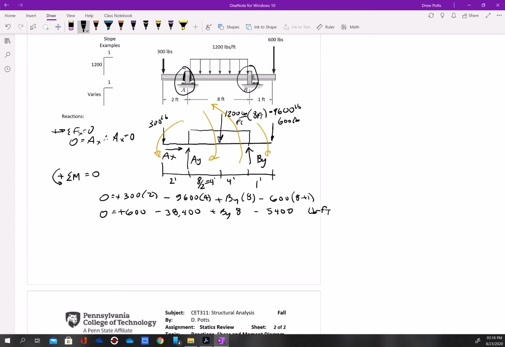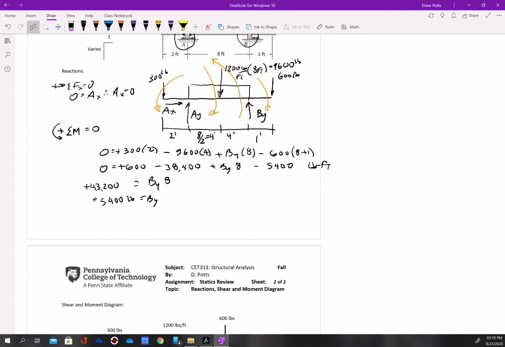Okay, so now I solve for BY, and I leave BY times 8 on the right hand side since it's already positive. Bring everything else as positive, negative, negative, and I'm going to bring it to the other side. I get a positive 43,200. And when I divide by 8, I end up with a positive 5,400 pounds, which means it's in the correct direction. All right, so therefore BY is 5,400 pounds, and it's acting upward because it's positive.